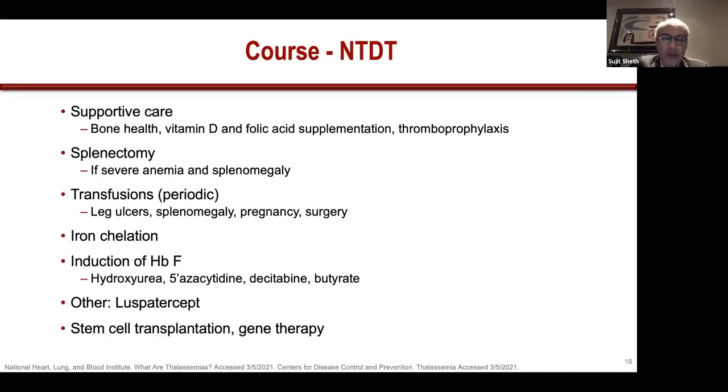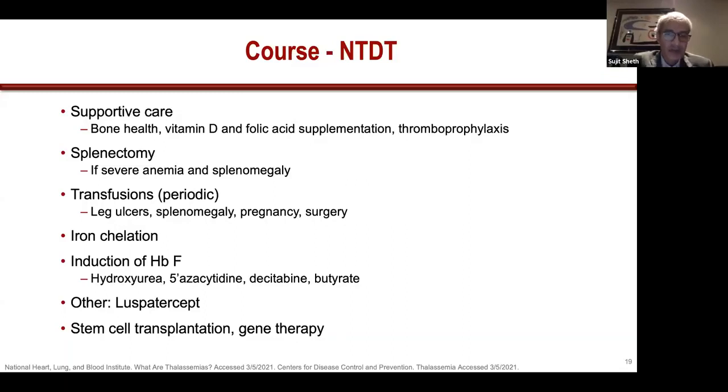Non-transfusion-dependent individuals have mostly a supportive care need for their bone health. Vitamin D and folic acid supplementation is oftentimes required, and thromboprophylaxis if they have been splenectomized and have evidence of vascular disease. A splenectomy, again, in individuals who have severe anemia and splenomegaly, sometimes doing a splenectomy may ameliorate the anemia for a little bit. But again, as I mentioned before, we're moving away from this because of the predisposition to developing vascular disease once you are splenectomized, because the abnormal cells that are coming out of the bone marrow don't get cleared by the spleen, which has been removed.